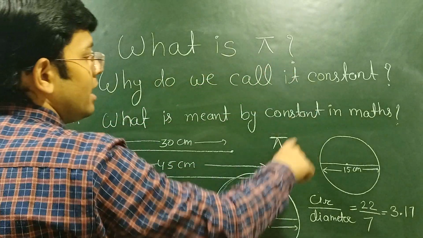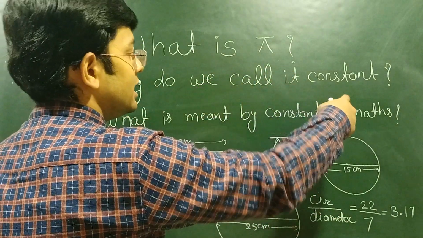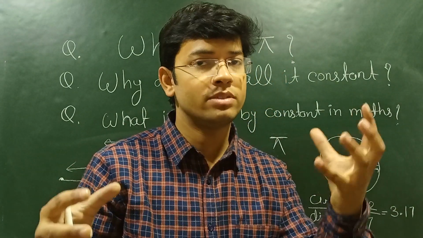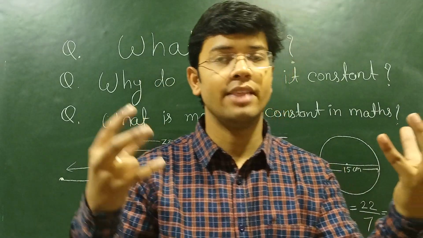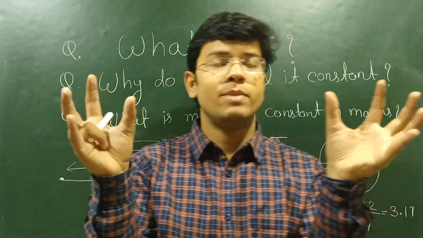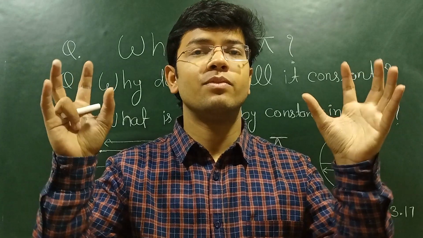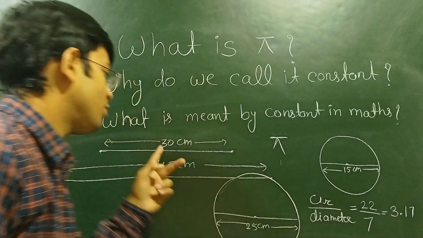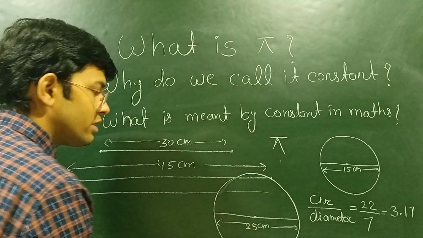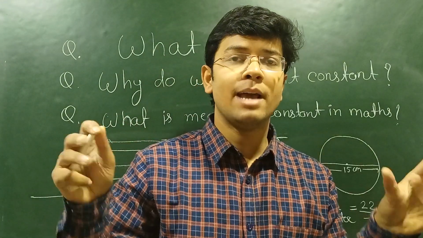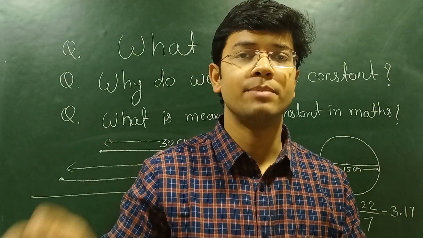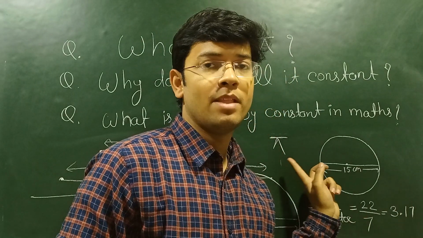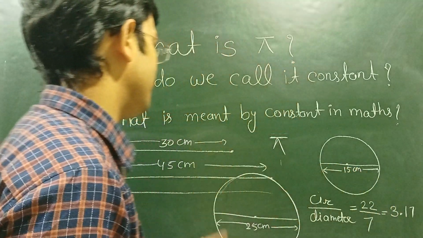So what is pi? Pi is a constant, and a constant is a value we get when we tell a relation between two terms, here the circumference and the diameter. When we tell the relation between two terms, we get the same value every time. Suppose we have two threads, three threads, four threads and five threads, and many times we get the same number. Why? Because pi is a constant.